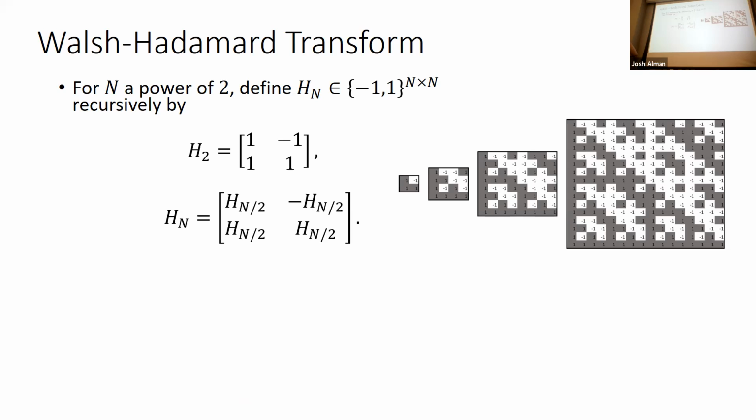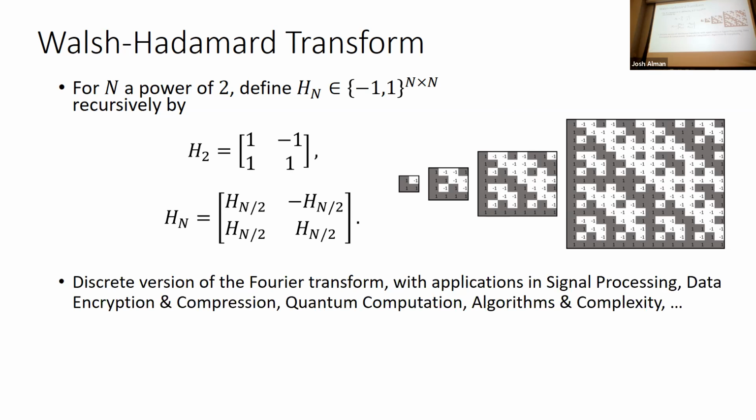These matrices come up in a lot of different situations. It's a discrete version of the Fourier transform, which you've probably seen before. It has lots of applications similar to the discrete Fourier transform in signal processing and data encryption and compression. It's a basic gate in quantum computation, if you've seen that before. It comes up a lot in algorithms and complexity. Let me give you 2 examples.